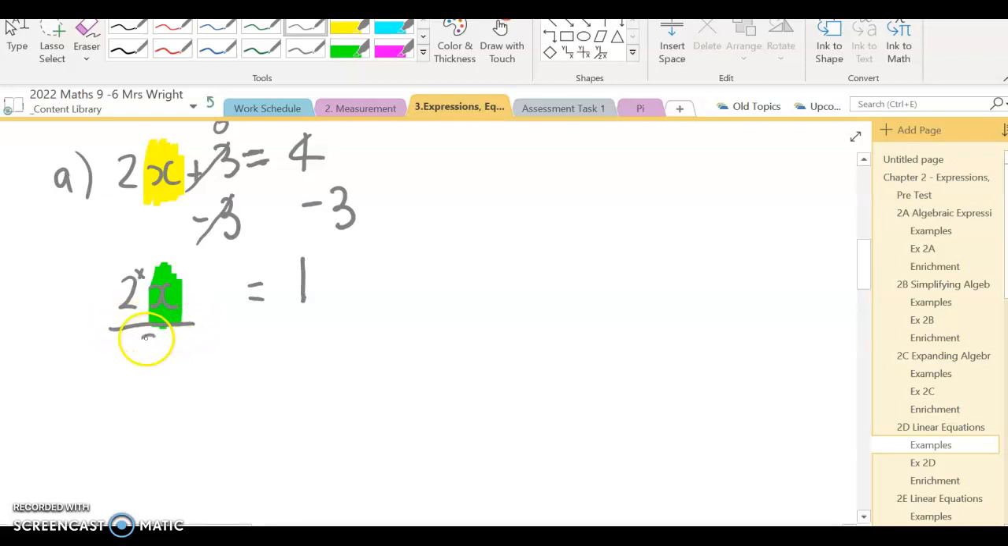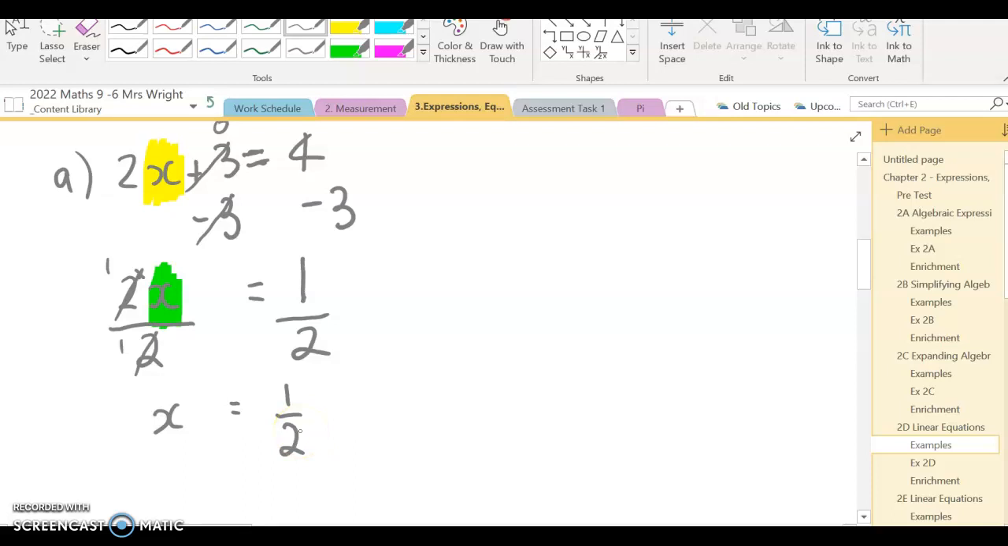It's dividing by 2. But I have to do it to the other side as well. So my left-hand side has a 2 divided by a 2. These go to 1, and I'm left with an x. My right-hand side, I've got 1 over 2. I can leave it as a half, or I can write it as 0.5.